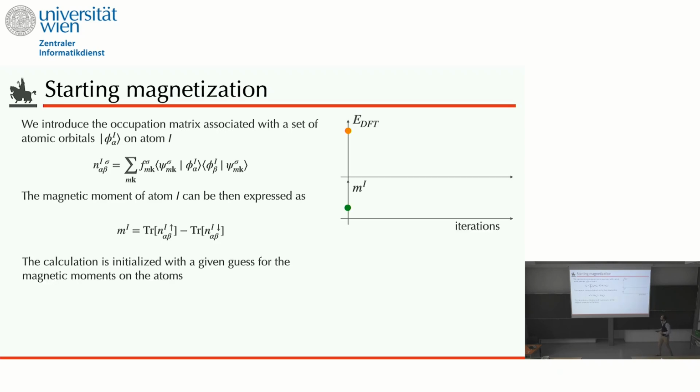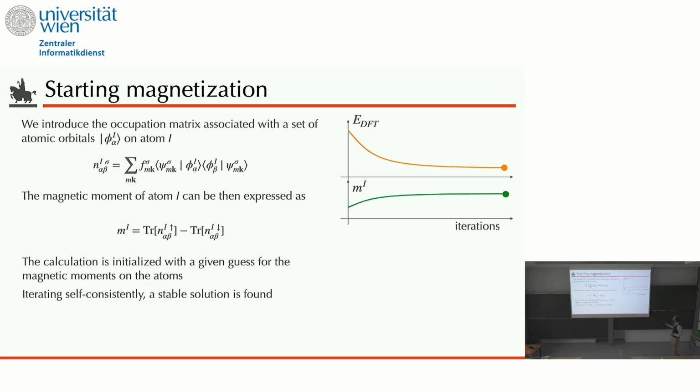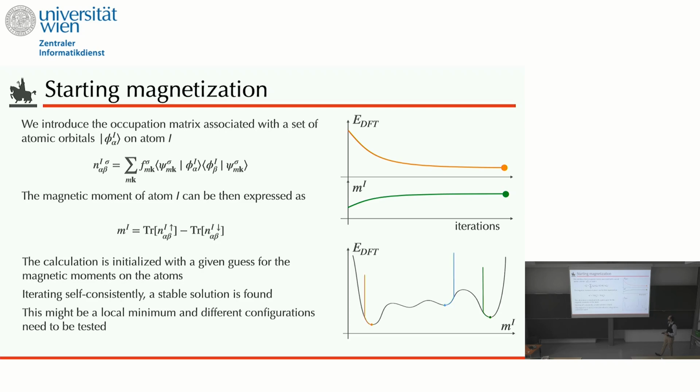And what we can do is just to initialize the calculation with a given guess for this magnetic moment, and then let the system iterate self-consistently and see if we find a stable solution. Of course, this means that we can possibly find a local minimum. So if you really want to find the ground state, we might need to test different configurations.